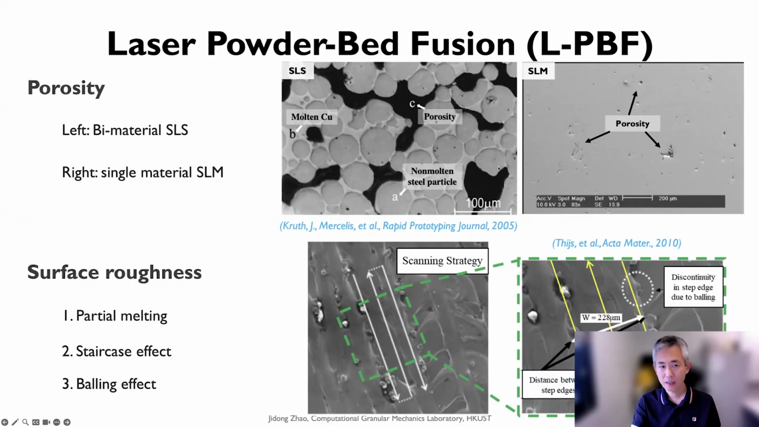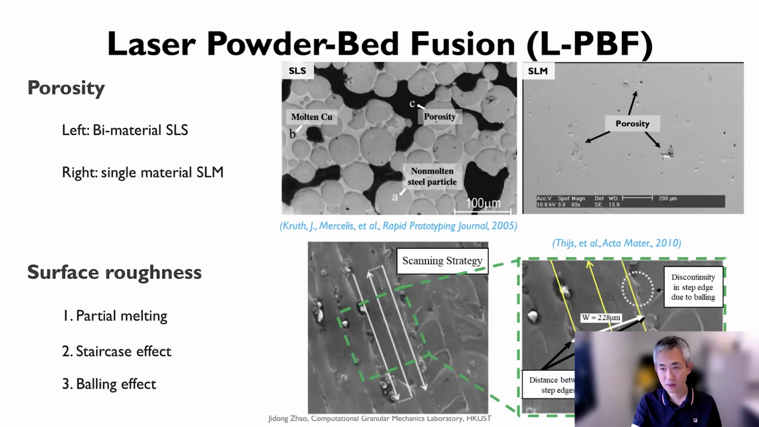Sorry, and then if we don't do this, sintering means that we only melt part of this particle, not the whole of them. And then the needed power or temperature is not high because it really depends on the lower melting point material. But eventually we melt the whole material. This is what we call selective laser melting. Basically, melt all the material here.